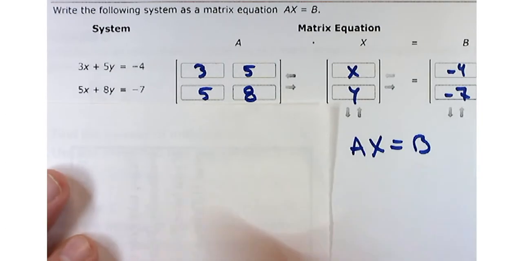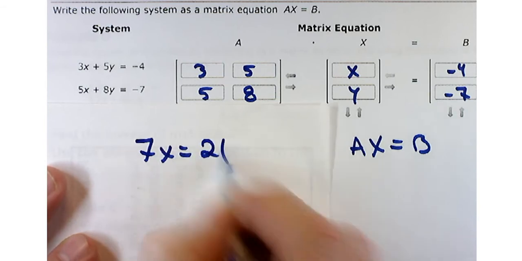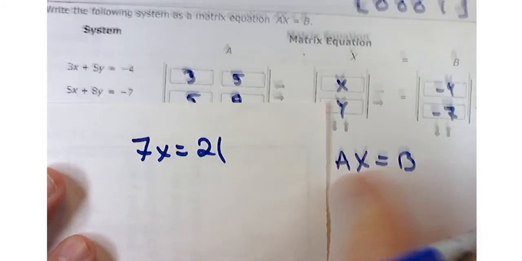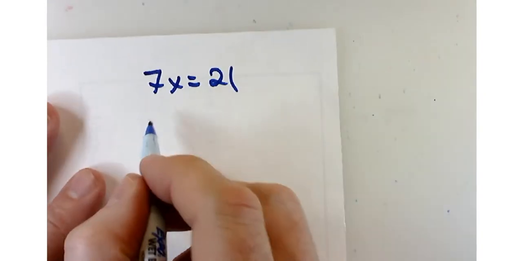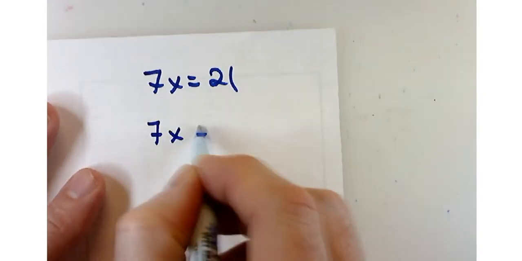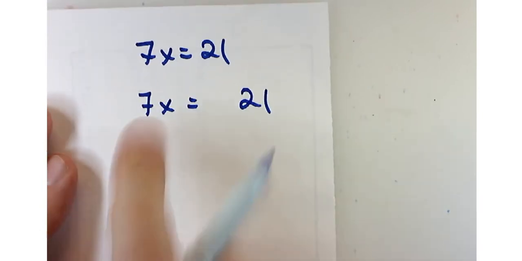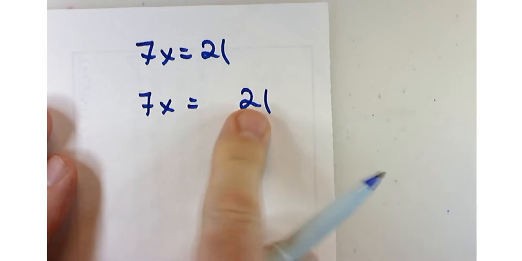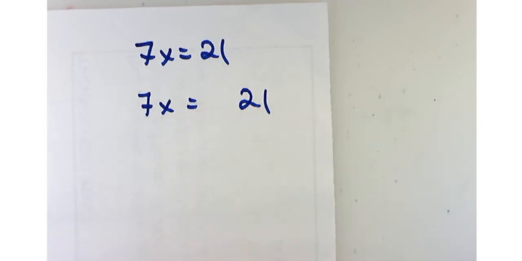Now, in theory, this is not much different than 7x equals 21, what we're going to do here with this matrix system of equations. And you don't have to take notes on this, but I just want to remind you of what you could do to solve this. Now, most of you already divided this by 7 and got x equals 3. That's fine. But let me write it a little different way.